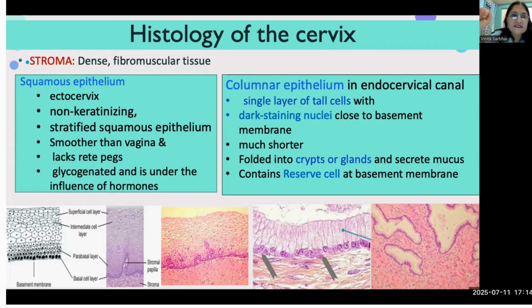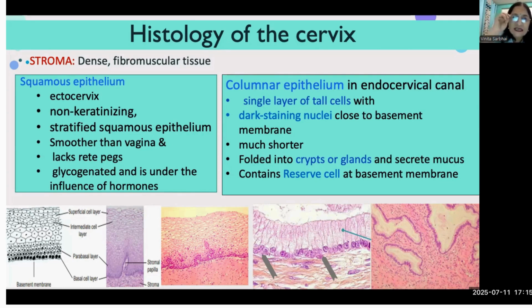histology of the cervix. The squamous epithelium, which is the lining of the ectocervix, is a non-keratinized stratified squamous epithelium. And this is a little different from the vaginal epithelium because it lacks rete pegs. That is, the infoldings of the squamous epithelium are not there. This is under the influence of hormones, and the stratification also is with the glycogenation in those layers.